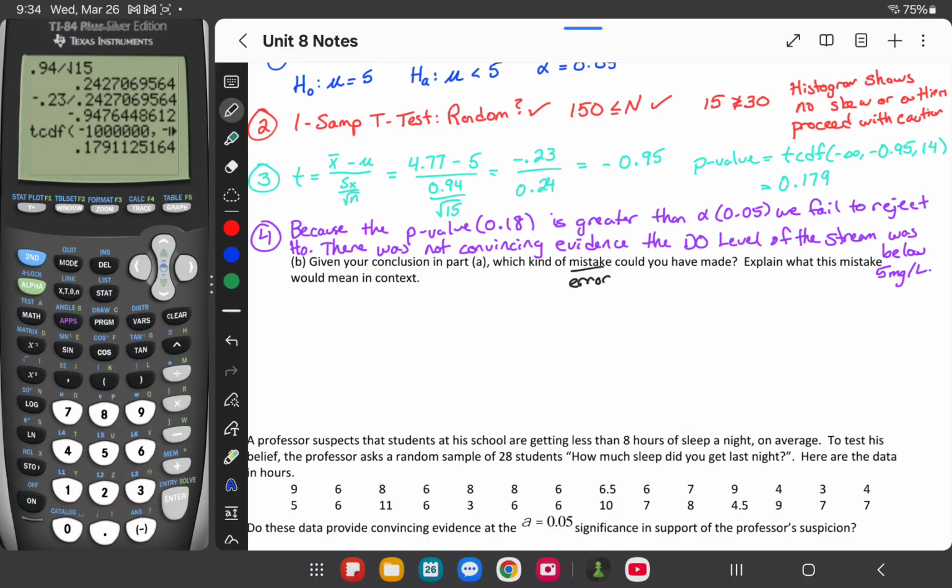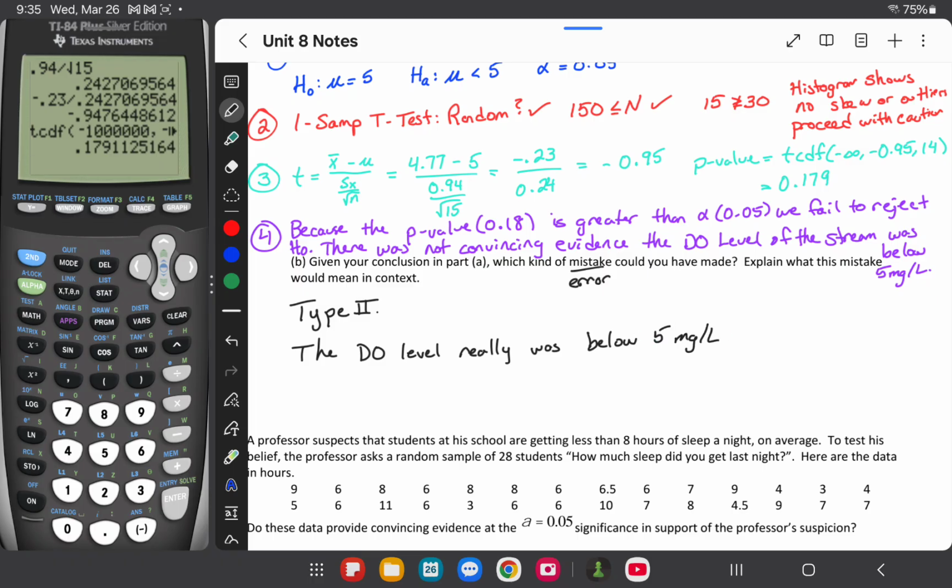Well, just as a reminder, type 1 is when you reject the null hypothesis when you should not have, which was not the case here. Type 2 is when you fail to reject the null hypothesis when you should have. So in this particular problem, a type 2 error is the error that could have been made. Now, what would this have meant in context? Well, that basically means that the null hypothesis was wrong and we should have gone with the alternative. In other words, the dissolved oxygen level really was below 5 milligrams per liter.